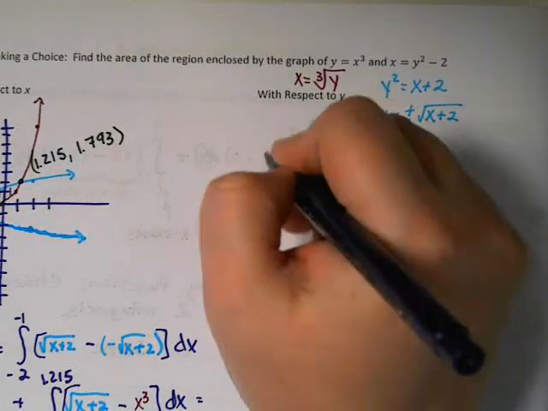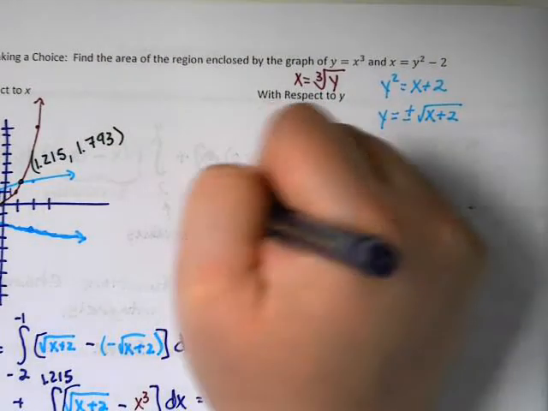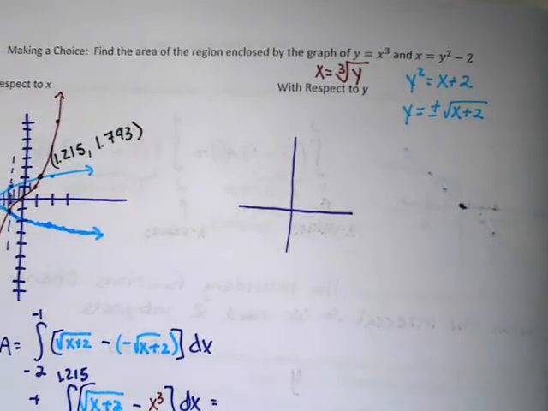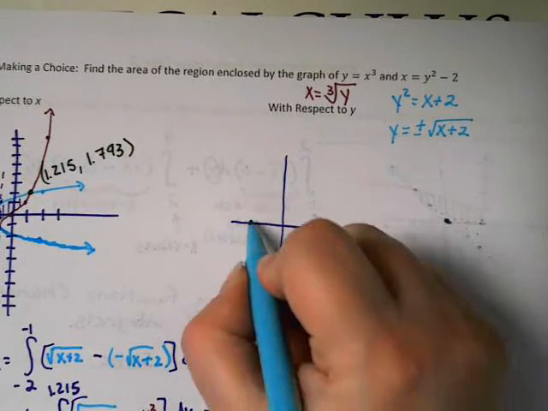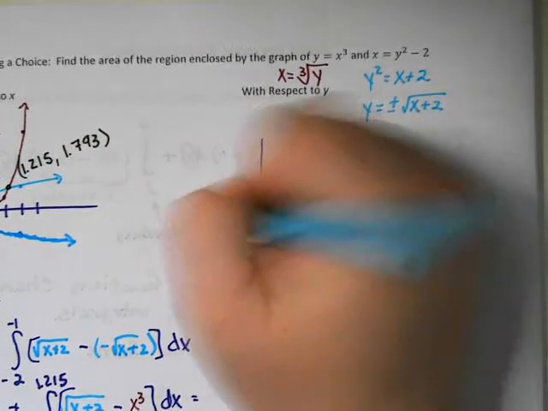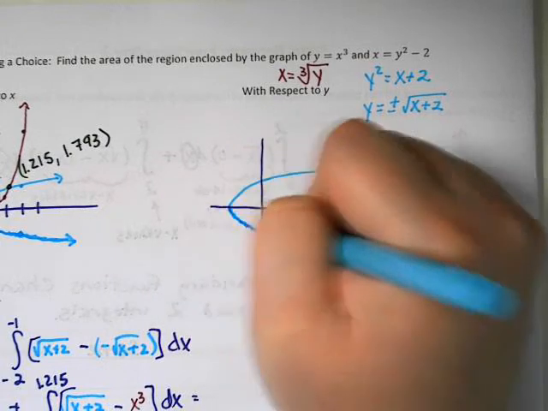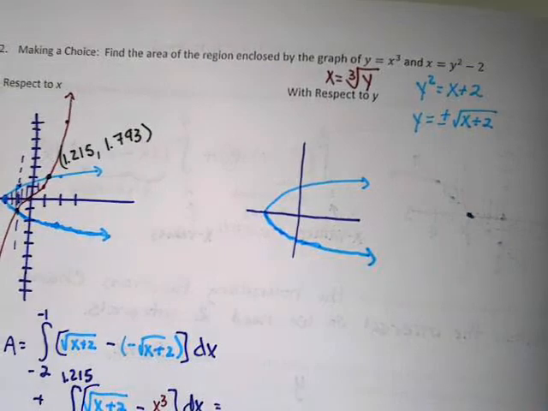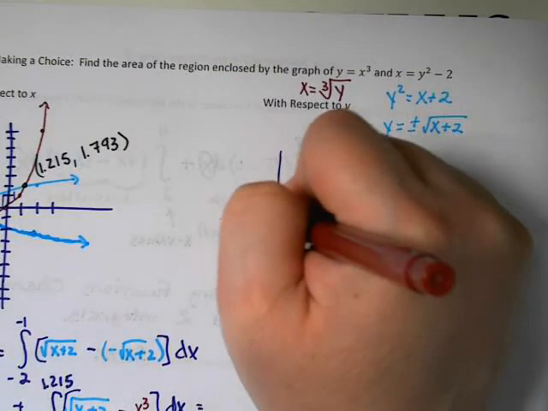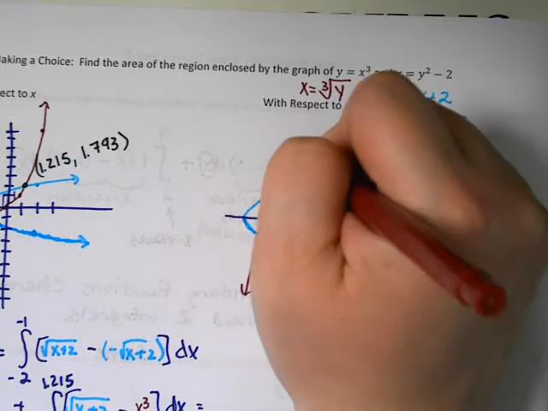So let's go ahead and just redraw our sketch real quick. So we know we've got our parabola that kind of looks like this. I don't know why my hand is shaking so bad. Sorry, guys. And then we have our cubic function, which is kind of like this.